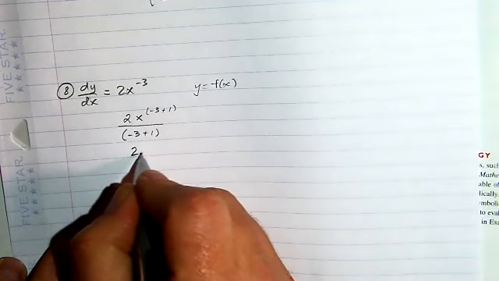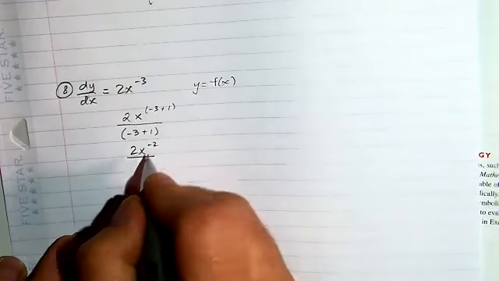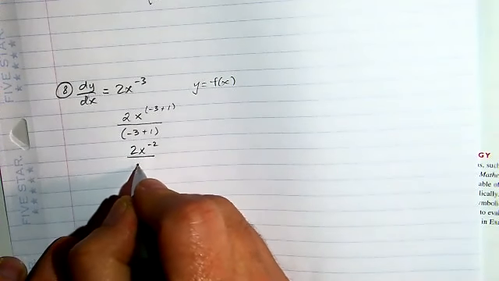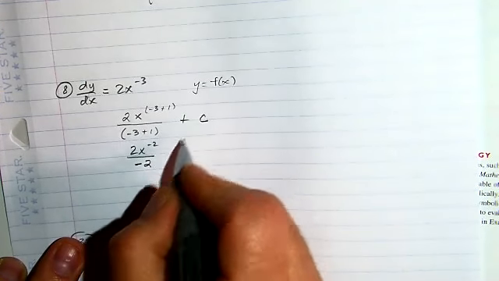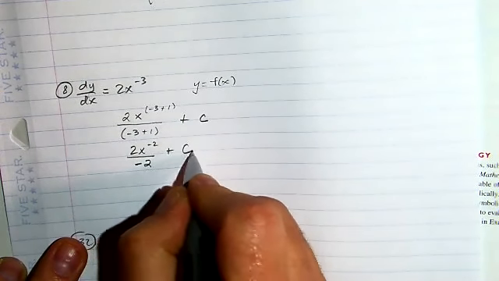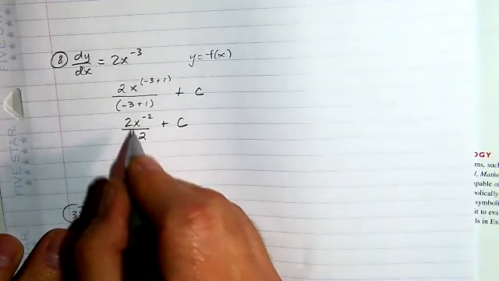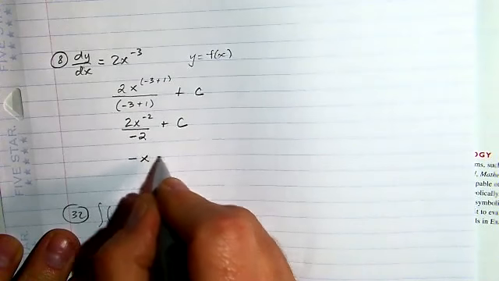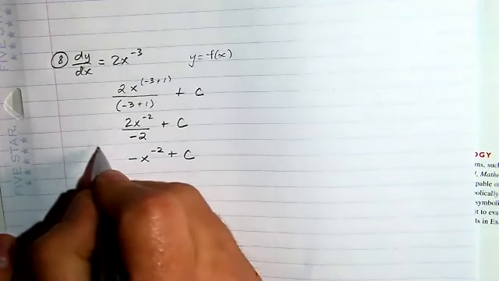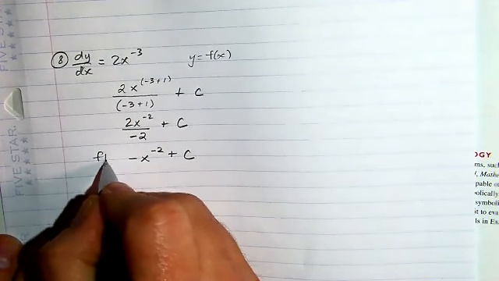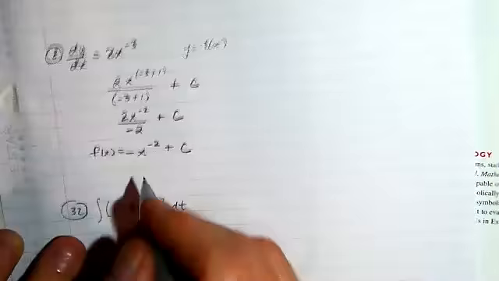Well, it gives us 2x to the -2 over -3 plus 1, which is -2. And then we always have to add this constant of integration. Okay, if we simplify this a little bit further, the 2's cancel, the minus sign remains. We get minus x to the -2 plus c. And this would be our function value f of x, which we would call y equal f of x.